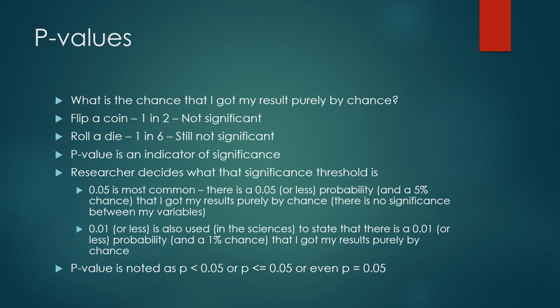Sometimes in the sciences, or when we really need to be very precise, the p-value can be set to 0.01. That basically means that there is a 0.01 probability or a 1% chance that I got my results purely by chance, even when my null hypothesis is true. So p-value is typically noted as p is less than 0.05, or p is less than or equal to 0.05, or, when you know the exact value returned from statistical software, you can get a p that is an actual value. P equals 0.05.